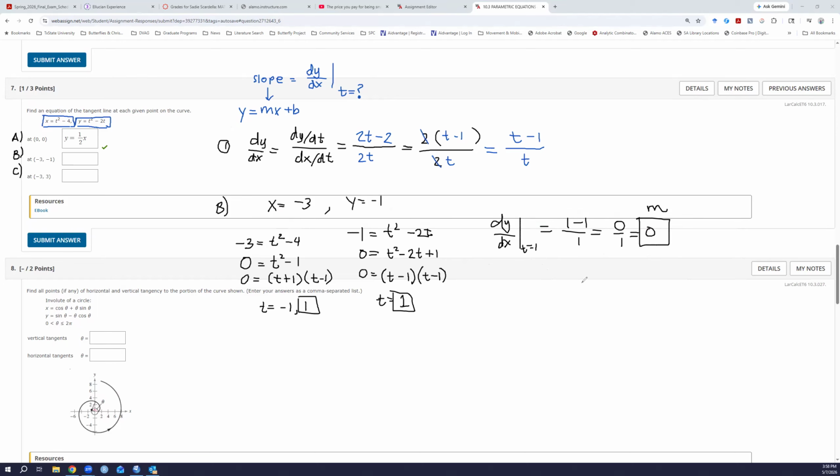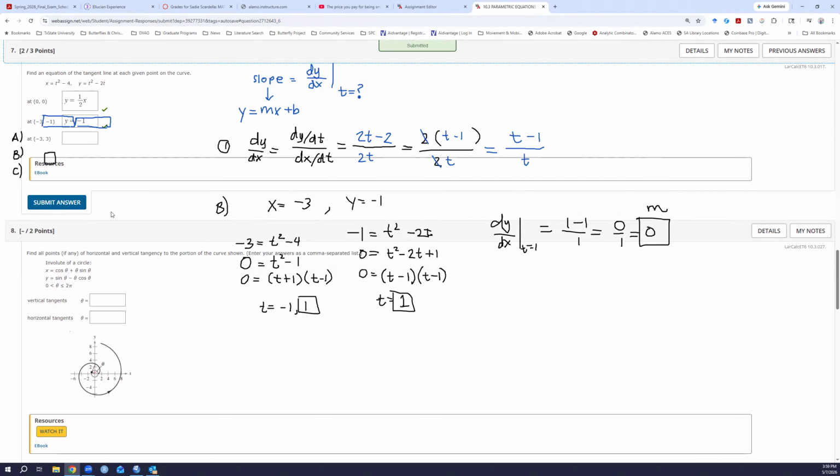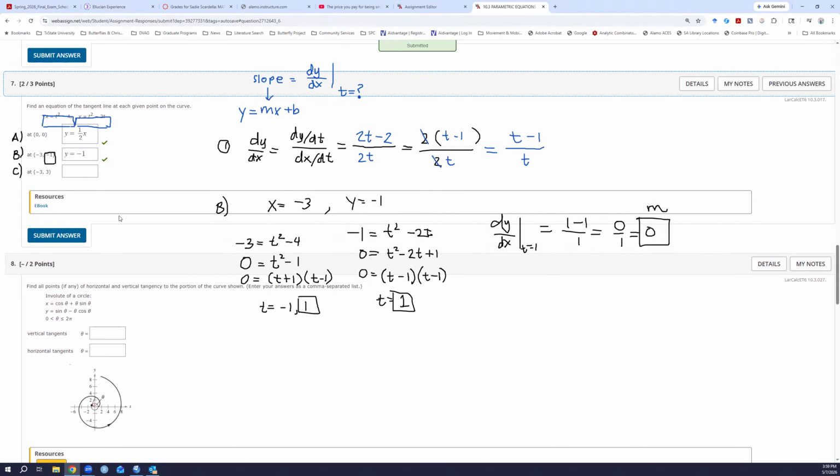So since our slope is equal to 0, that means that we have a constant function that describes the tangent line. And a constant function would be just a horizontal line that passes through the curve, tangent to the curve, and it just has that constant y value. So if we have a y value here, -1, that is the value that we need here. So I'm going to put y equals -1, and I'm going to go ahead and check that. Boom. We got that one correct as well.